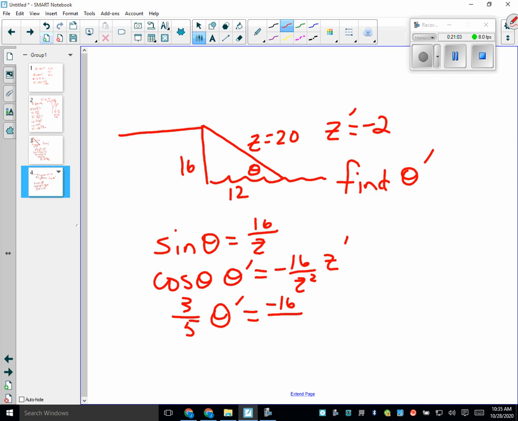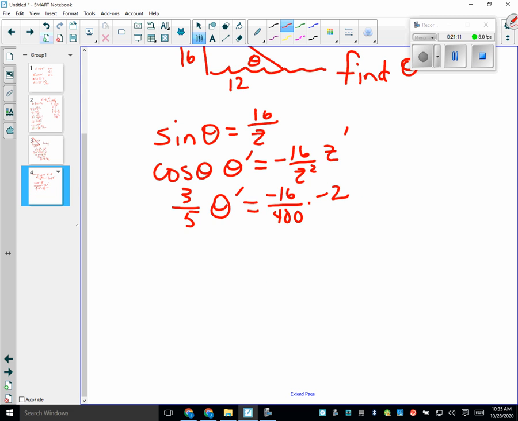over 20 squared, 400, times negative 2. Why do we suddenly start using the letter, put 20 in? I thought we could use 20. I've already taken the derivative. Oh, okay. So you can do that. I have to plug them in after I take the derivative.